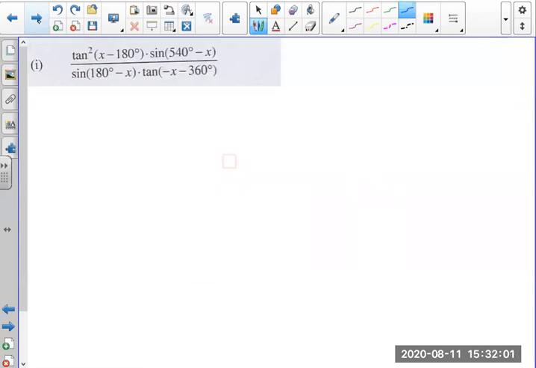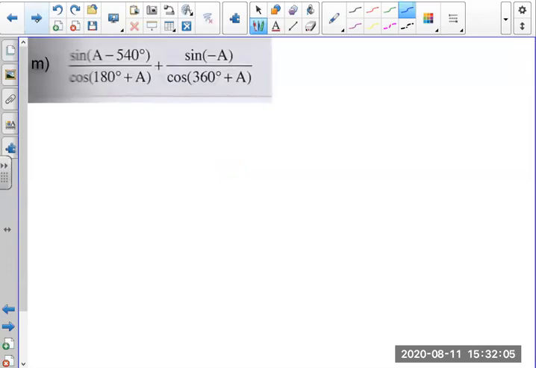Okay, number I, I'm going to leave out for now. I'm going to carry on to number M. Sine A minus 540 degrees over cos 180 plus A, plus sine of minus A over cos of 360 plus A. Okay. Now the first one, A minus 540. I don't know where that is. So I'm going to add 360.